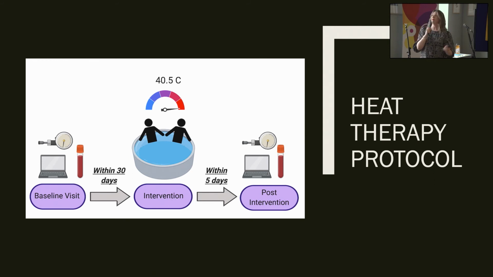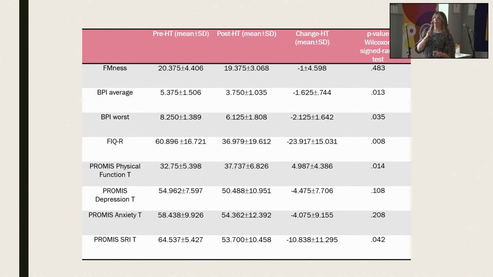But then COVID had happened. And then within 5 days of their last heat treatment, we came and had them repeat all of their tests. And what we found was that after 4 weeks of 3 times a week heat therapy, basically sitting in a hot tub, our level of pain significantly decreased. So this is pre-hot tub, post-hot tub, and then the change. The patients who had the heat treatment went from an average of about 5.5 on their pain score down to about 3.5. Their worst pain ratings went from a little above an 8 to a 6.